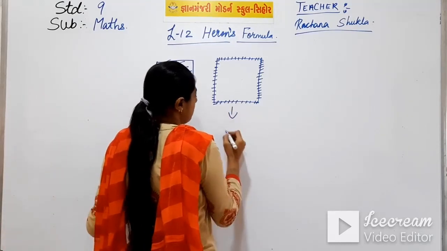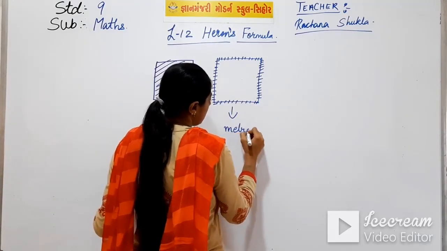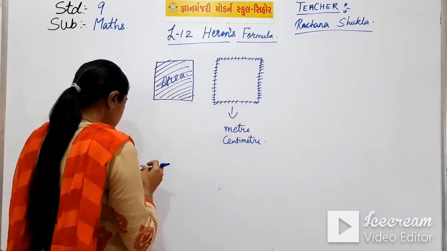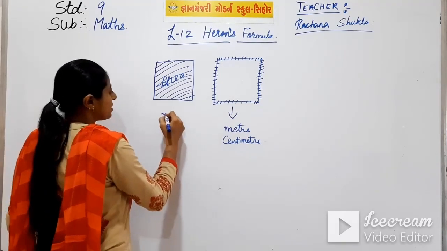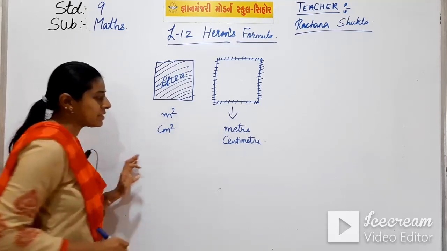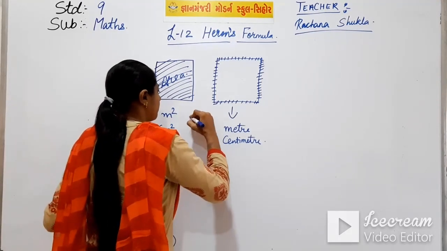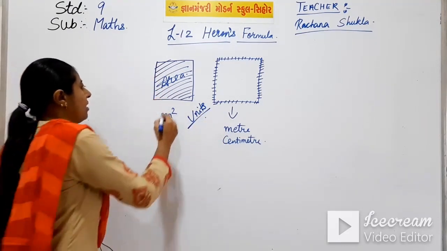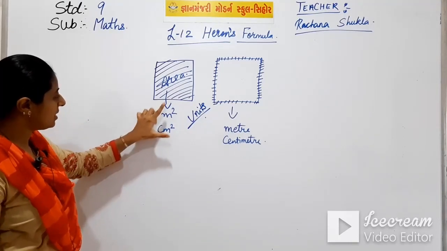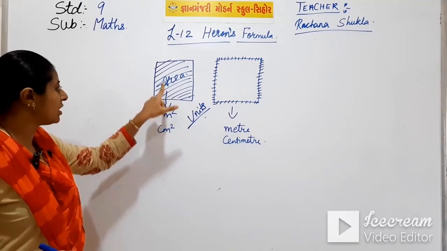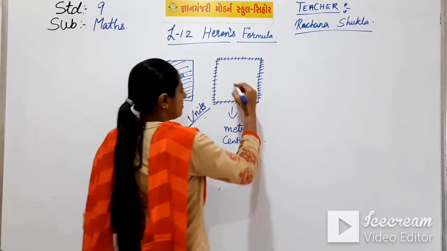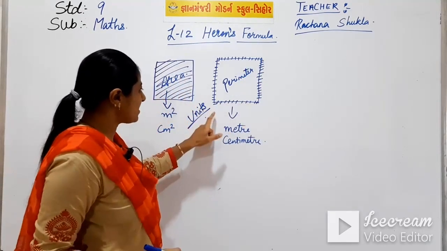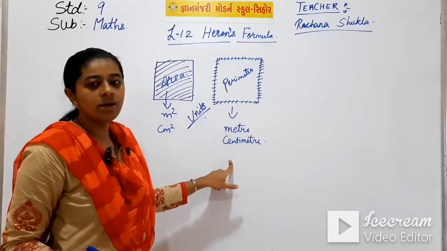Perimeter is always measured in meter or centimeter, and area is always measured in meter square or centimeter square. So these are the units of measuring area and perimeter. This is the area that is always measured in meter square or centimeter square, the unit of area. And perimeter is always measured in meter or centimeter.